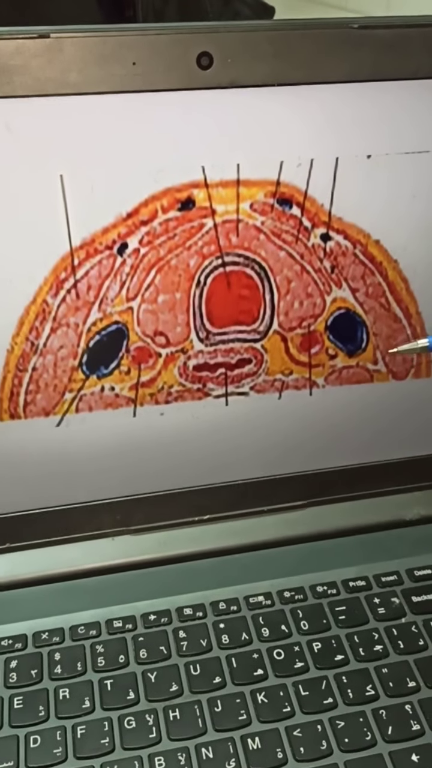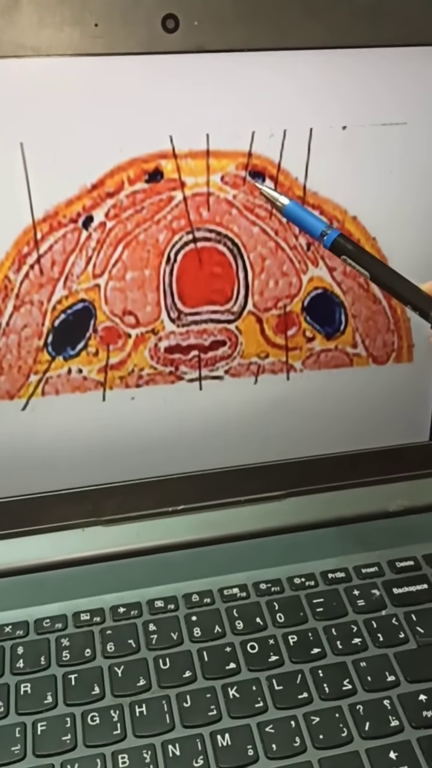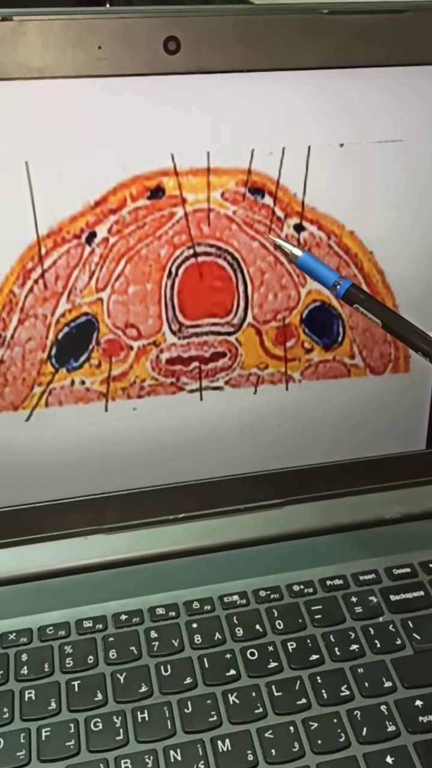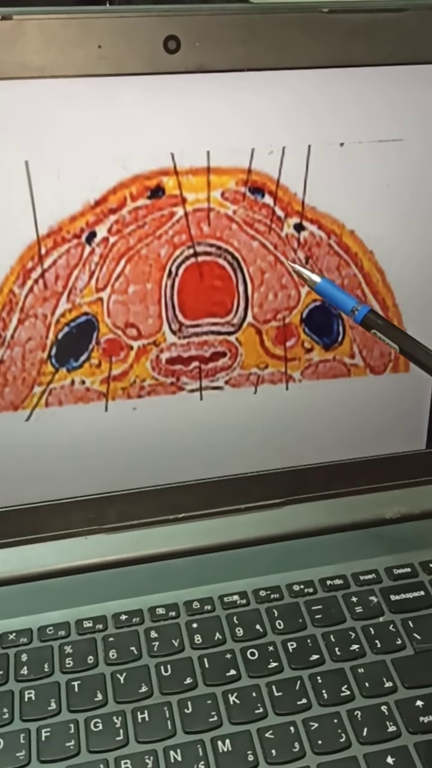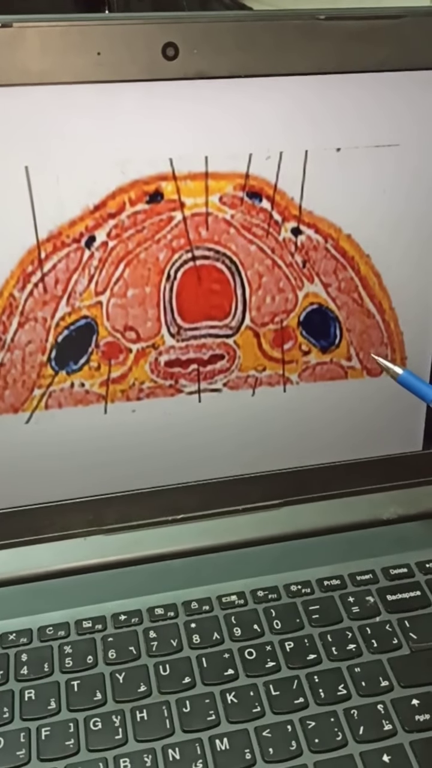Anterolateral relations are muscles of the front of the neck, which are sternohyoid muscle. Behind it, sternothyroid muscle. And this is omohyoid muscle. And this is a sternomastoid muscle.